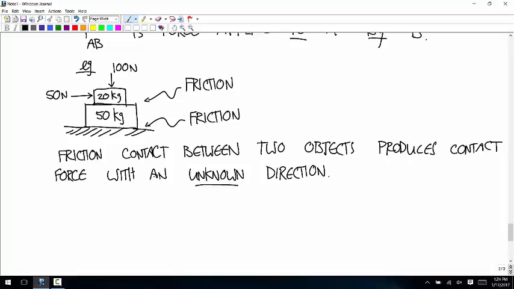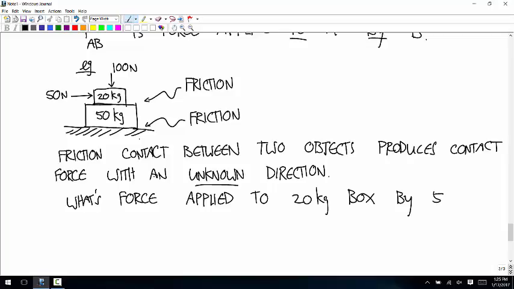We want to figure out what's the force applied to the 20 kilogram box by the 50 kilogram box.